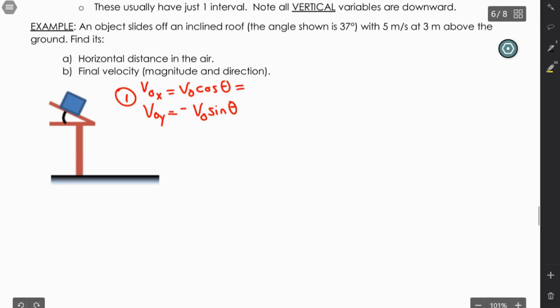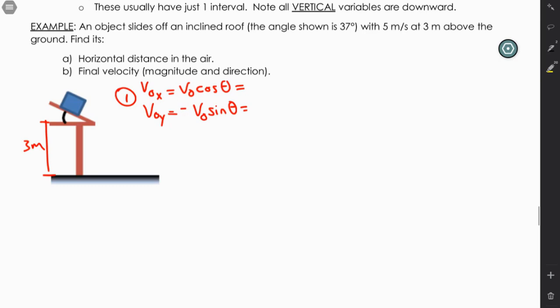Step one, break up your vector. An object slides off an inclined roof. The angle shown is 37 degrees with 5 meters per second at 3 meters above the ground. Find its horizontal distance in the air and the final velocity, which is the magnitude and direction, when it hits the ground.